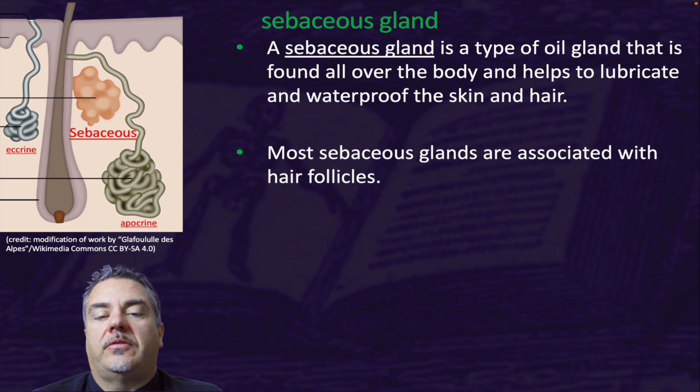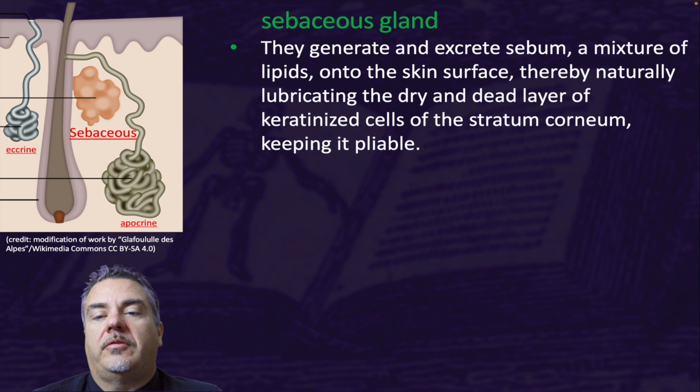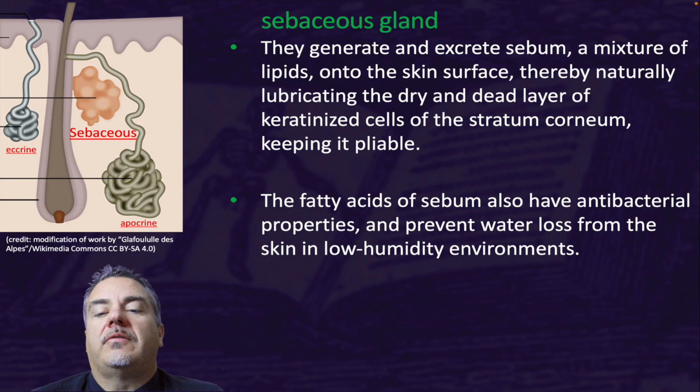Most sebaceous glands are associated with hair follicles. They generate and excrete sebum, a mixture of lipids, onto the skin's surface, thereby naturally lubricating the dry and dead layer of keratinized cells of the stratum corneum, keeping it pliable. The fatty acids of sebum also have antibacterial properties and prevent water loss from the skin in low humidity environments.